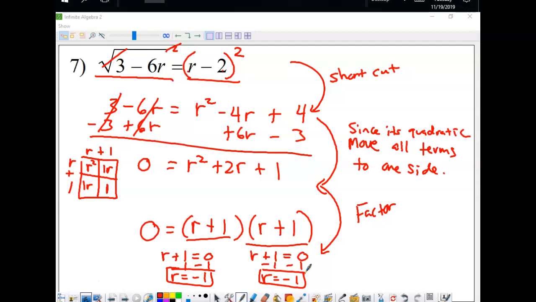I'm not going to check my answer this time in the interest of time, but it works. We're good. I can tell just by looking. If I plug it in, double negatives are going to come plus, and we're good. So, but there's our answer, r equals negative 1.